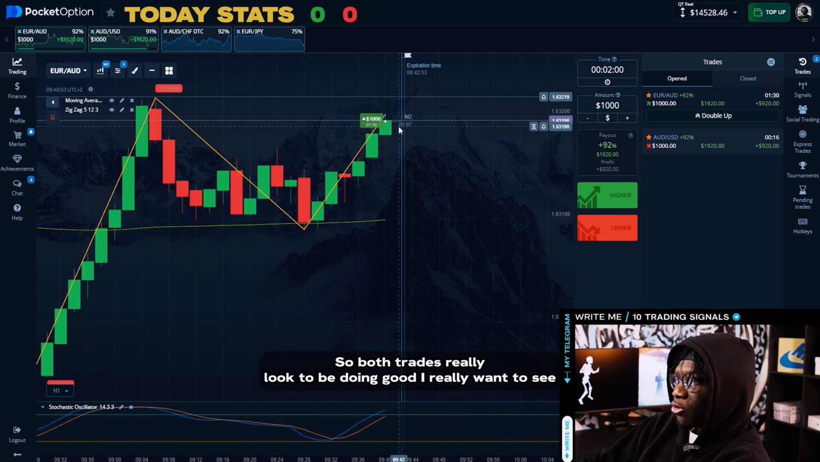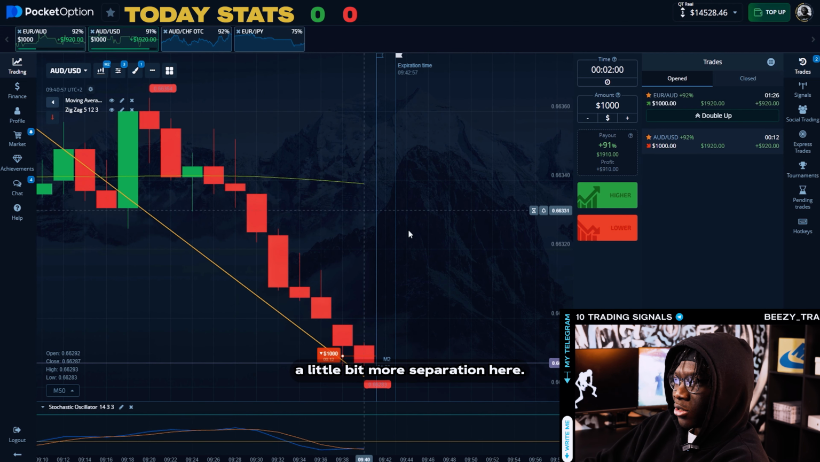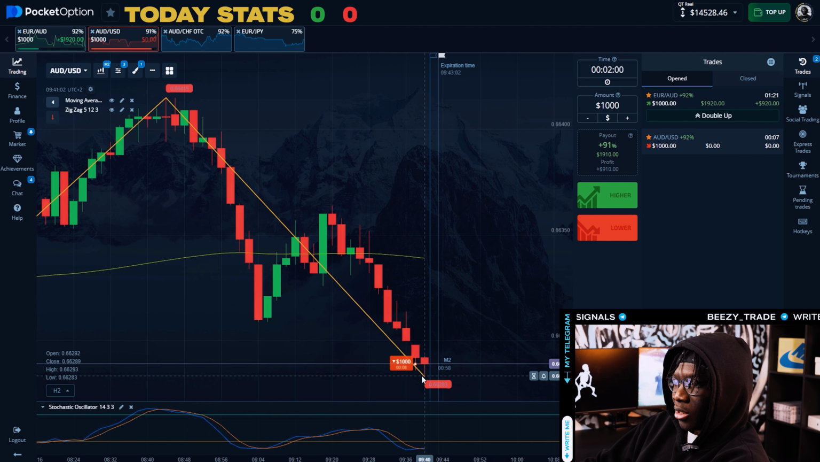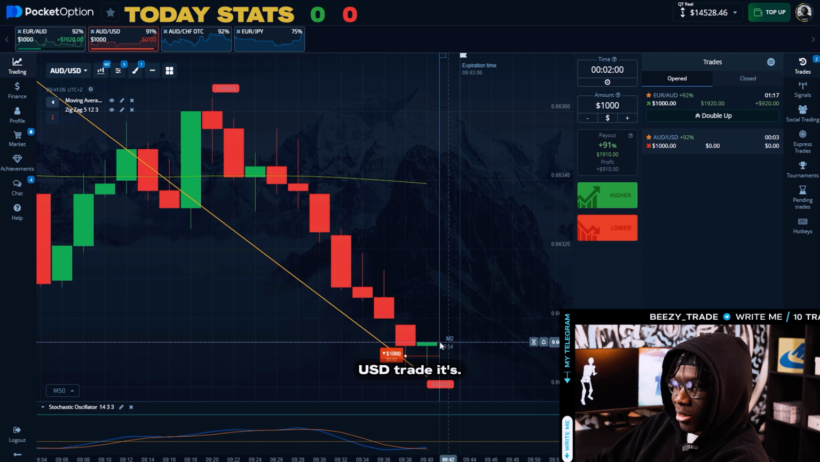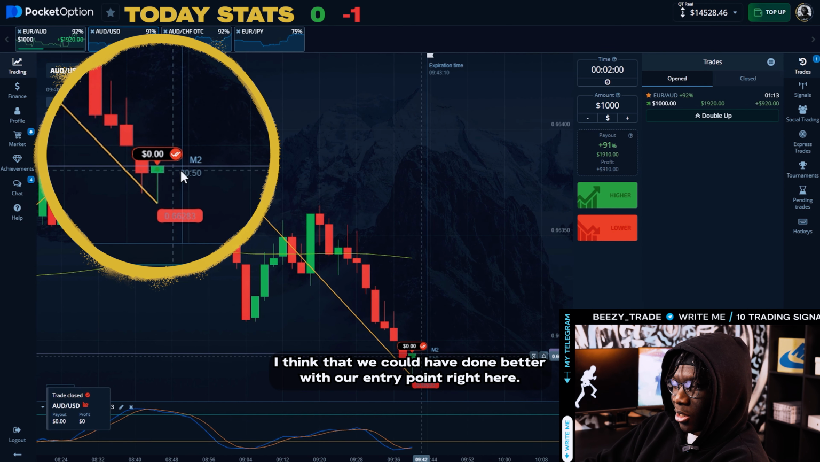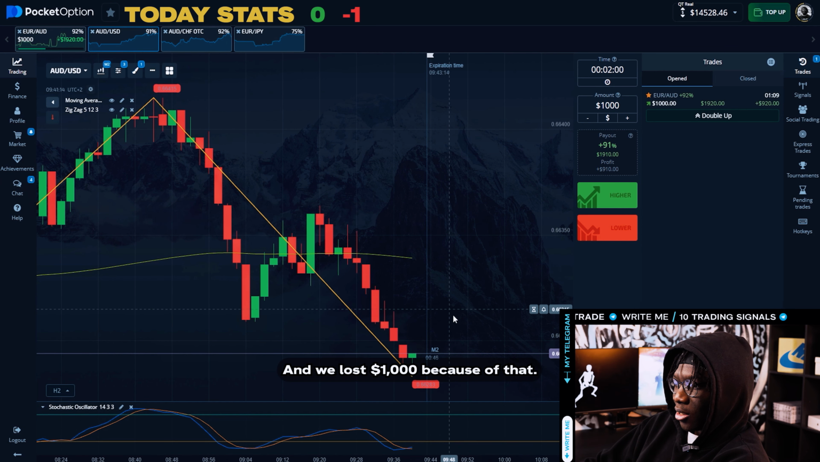All right, so both trades really look to be doing good. I really want to see a little bit more separation here, but we'll take it. When it comes to our AUD/USD trade, I think that we could have done better with our entry point right here, and we lost $1,000 because of that.